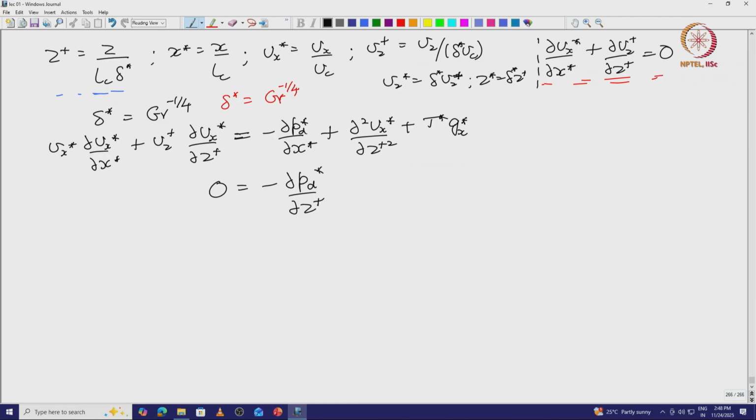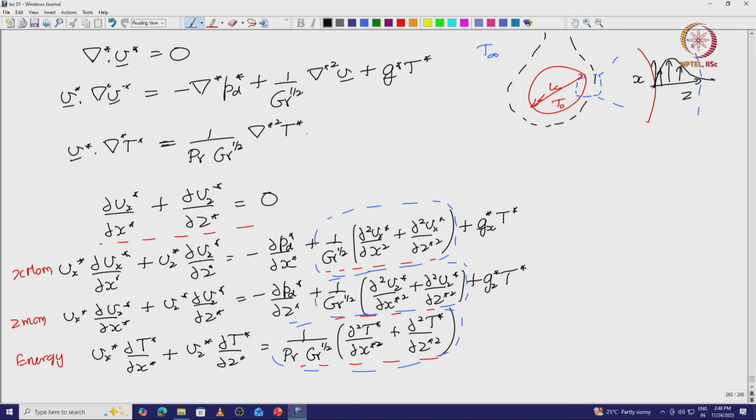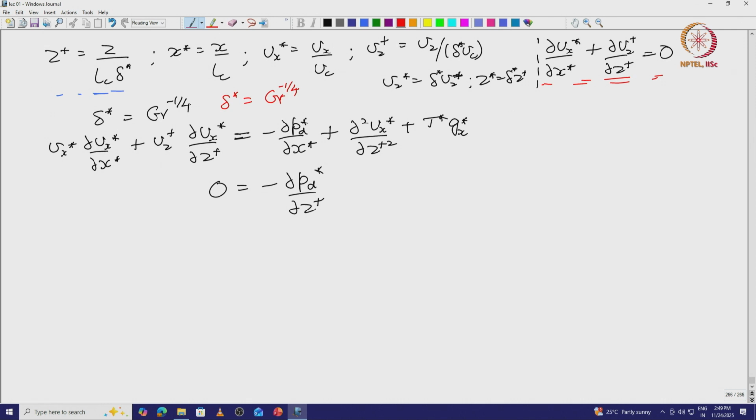Let us examine what this means. For my boundary layer, what this is saying is that there is no variation in pressure along the z direction. There is only a variation in pressure along the x direction. There is no variation in pressure along the z direction or the cross stream direction. That means that the pressure at any location within the boundary layer is the same as the ambient pressure. If the ambient pressure is a constant, then there is no variation in the pressure in the boundary layer at all. So, that is what it means.